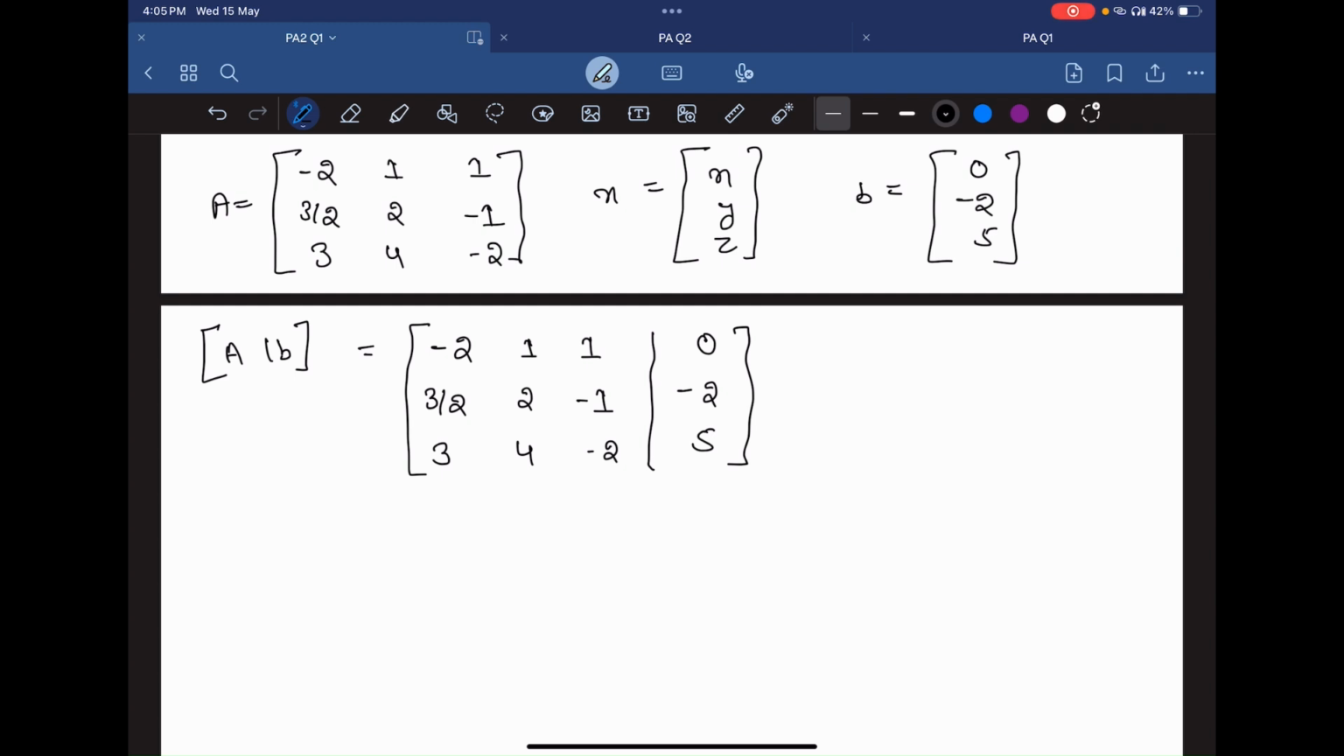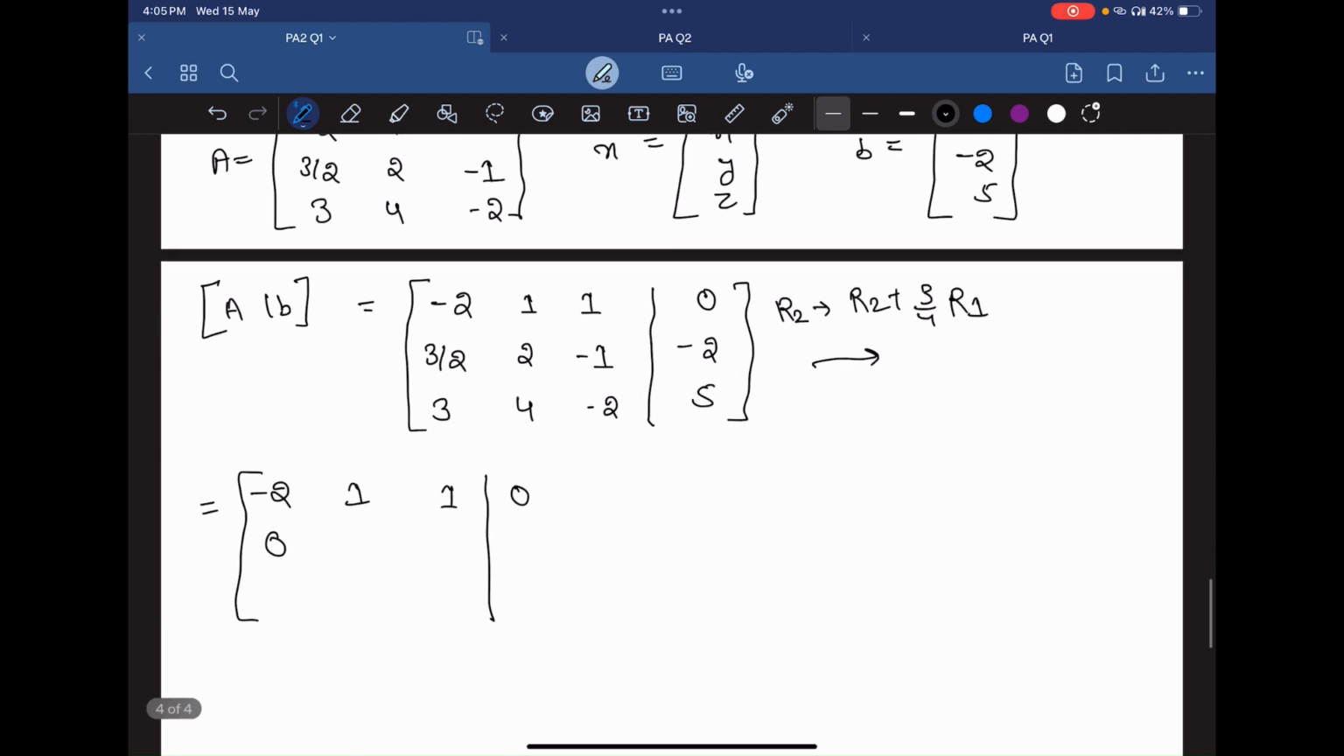Now we will try to reduce this matrix. We will do a row operation on the second row, that is R2 plus 3 by 4 R1. So the first row will remain as it is. The second row would be 0, 11 by 4, minus 1 by 4, minus 2. And the third row will remain as it is.